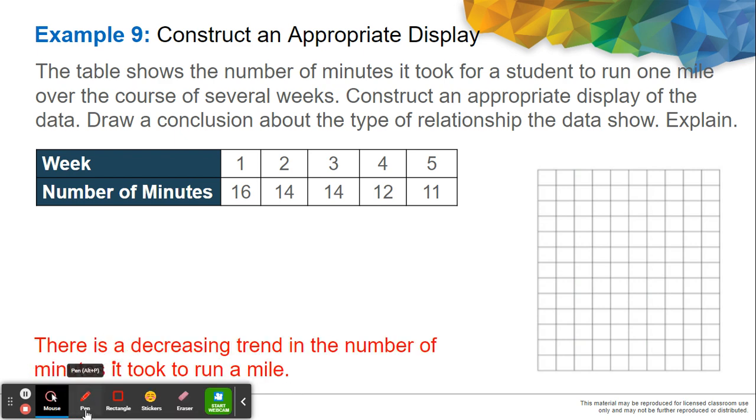So based on that, there is a decreasing trend in the number of minutes it took to run 1 mile. Okay, so maybe the student is having a technique already on how to run faster. Because he's covering the same amount, 1 mile, but his minutes are decreasing. So he's getting faster. He's building the stamina already. That's why his time is getting lower.